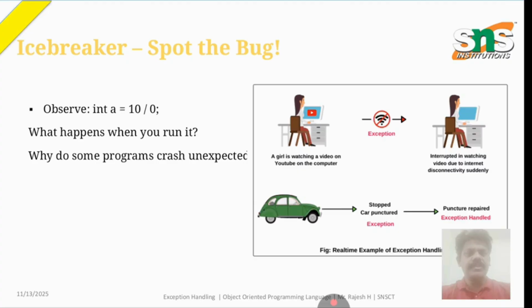If you see the programming statement, a variable is declared and assigned 10 by 0. We know that 10 is not divisible by 0, because the numerator is 10 and the denominator is 0, which can never be divided. So what happens if you try such a computation when you run this program, and why do some programs crash unexpectedly with this kind of statement?